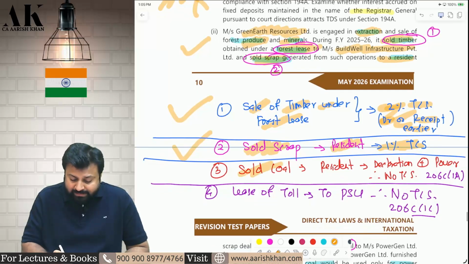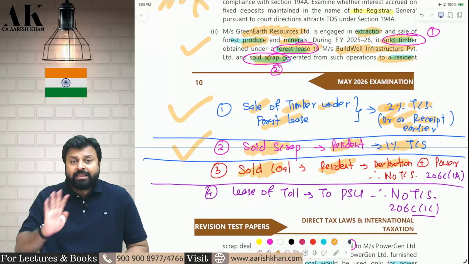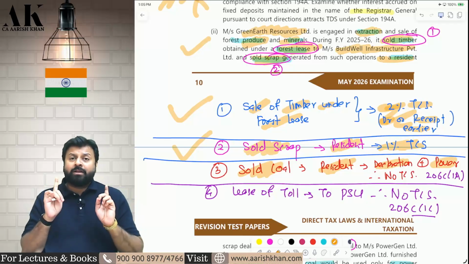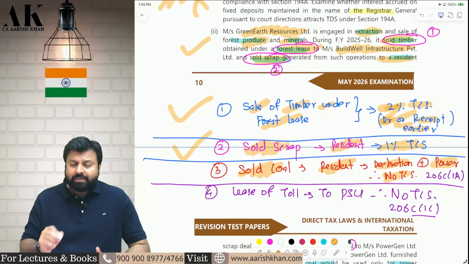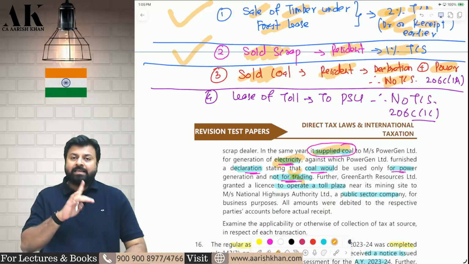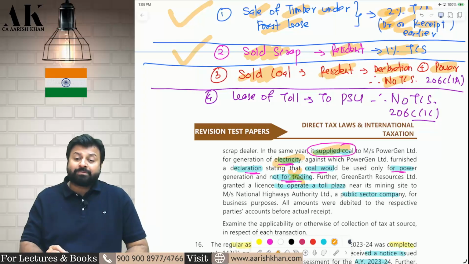Third, the assessee is selling some coal to a resident and the buyer is giving a declaration that he will use this coal for generating power. Therefore, you should not collect TCS. So in the third case, the assessee is supplying coal, but the buyer is saying that I will use this for electricity purpose. I will not use this for trading purpose. So in that case, TCS is not applicable under 206C subsection 1A.